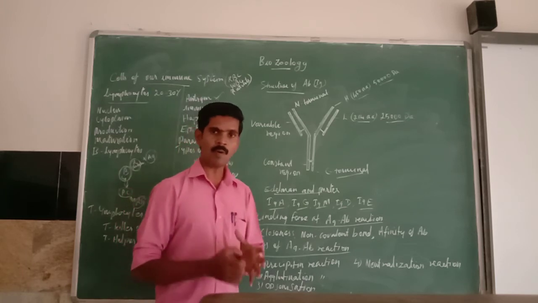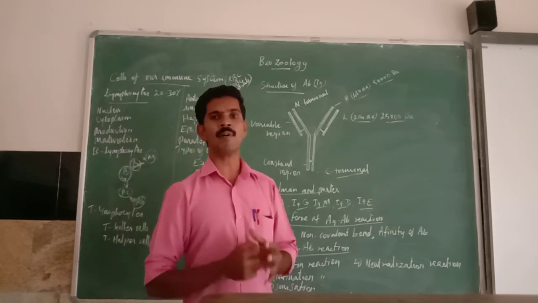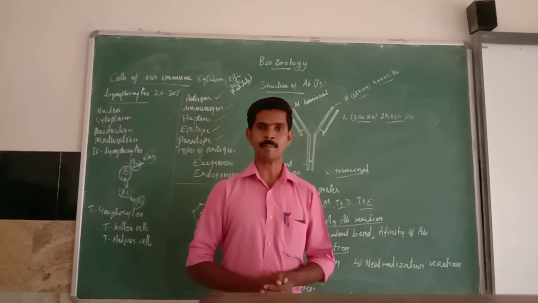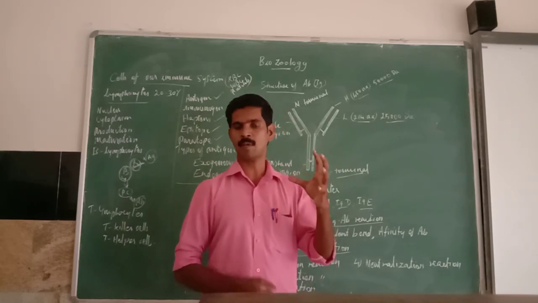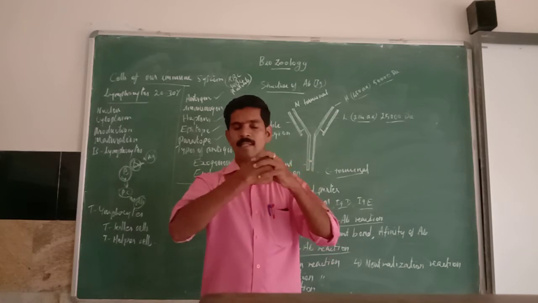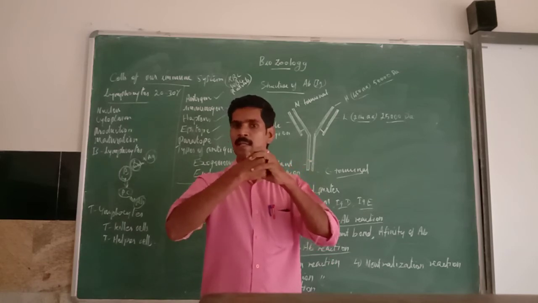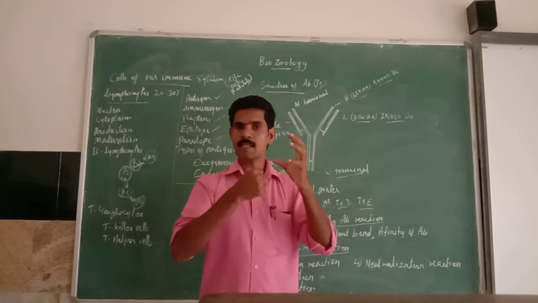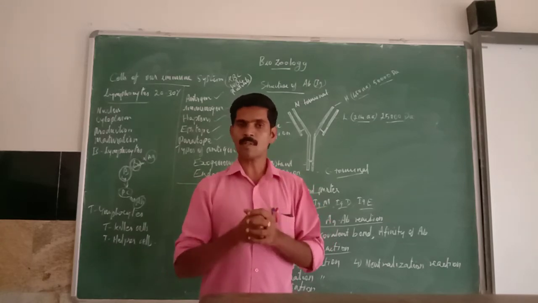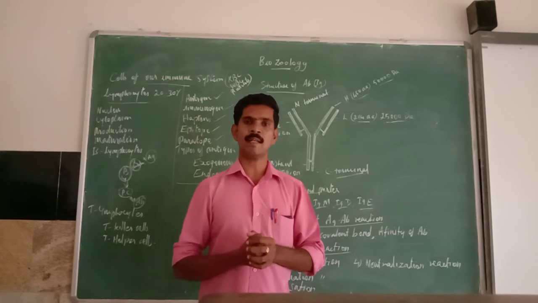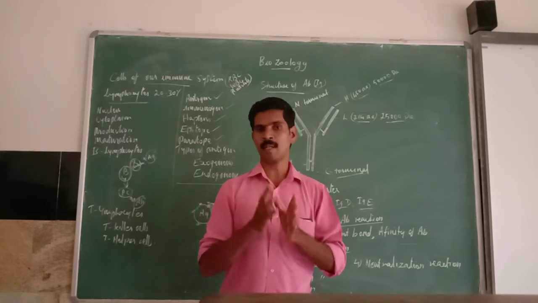So the force of antigen antibody reaction is determined by 3 factors. Just imagine this is antibody, this is antigen. So this antigen and antibody make contact. Finally, this antibody eliminates and destroys this antigen. So the force of reaction between this antigen and antibody is determined by 3 factors.